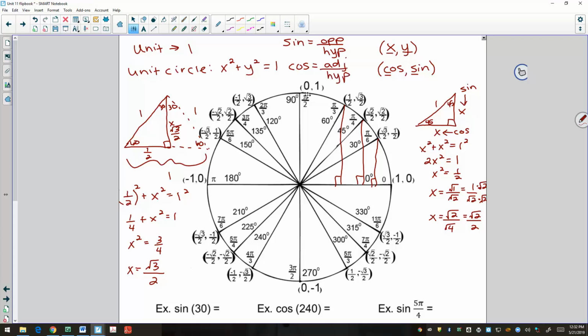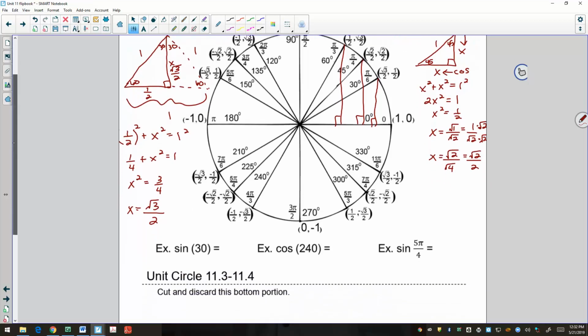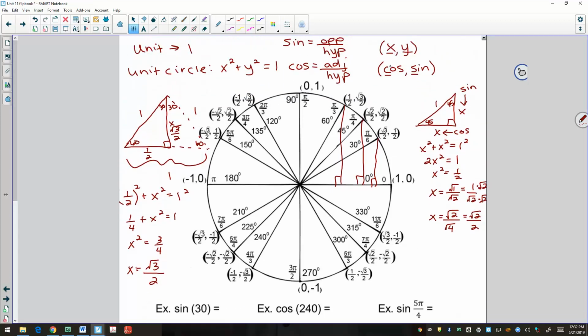Tangent is opposite over adjacent, but we don't need that for this lesson. And then the other thing that's kind of brand new is, remember I told you that cosine is the old x and sine is the new y. Well, if you think about how to do the Pythagorean theorem using x and y, it would be x squared plus y squared equals 1 squared.